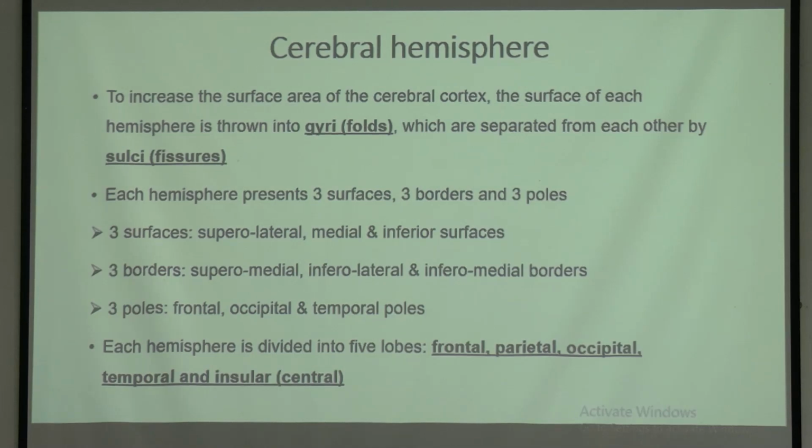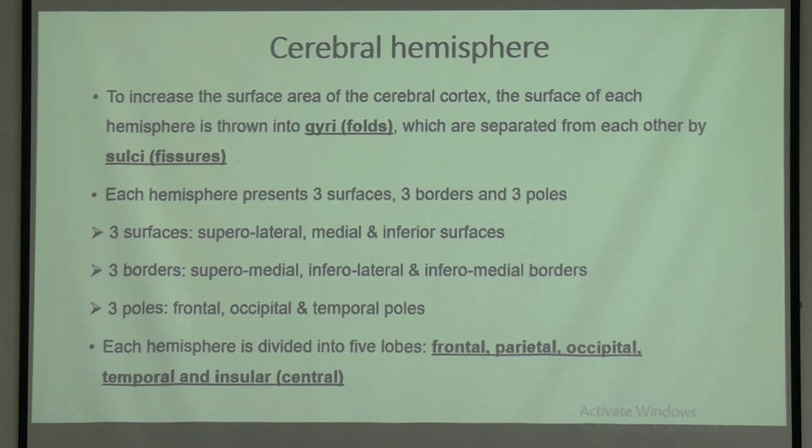We have some surfaces that need to be identified. We have to identify three basic surfaces. One is the large surface, which is known as the superolateral surface. If you cut the brain through the corpus callosum, we find a surface we call the medial surface. And then if you put it upside down, we get the inferior surface of the brain. These three surfaces need to be identified.